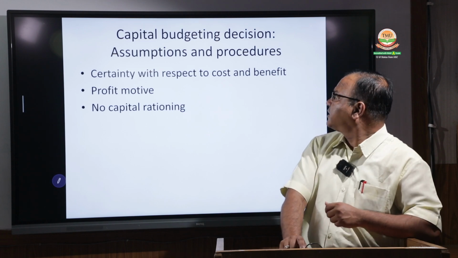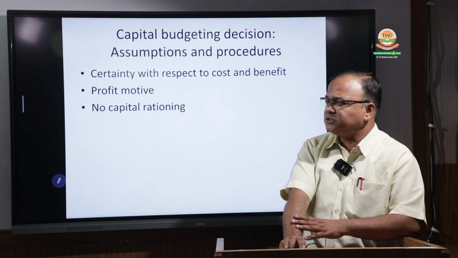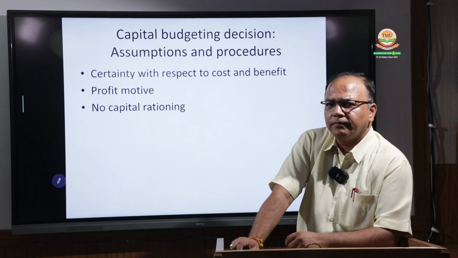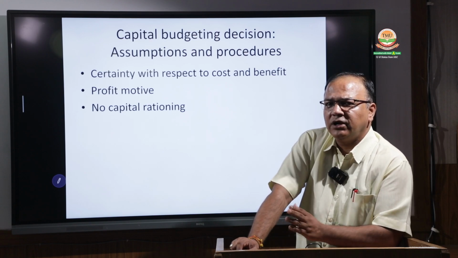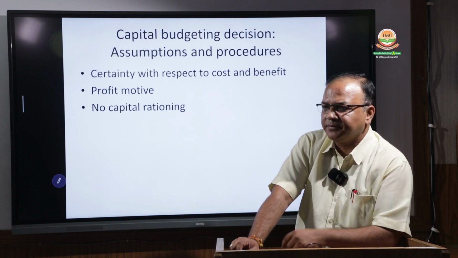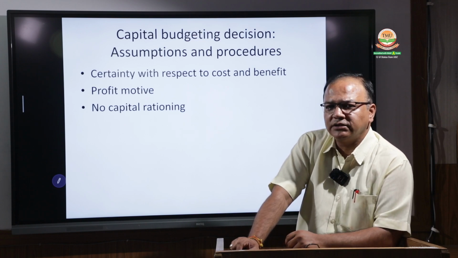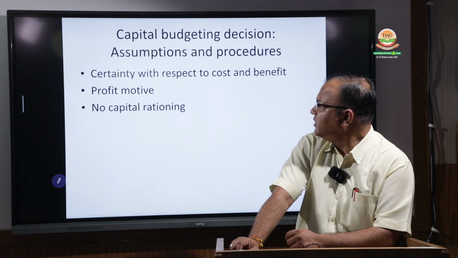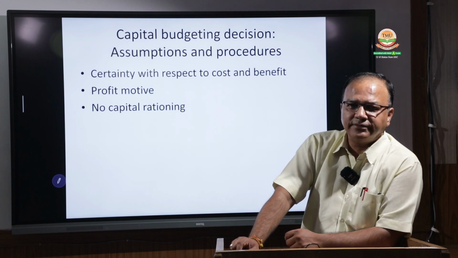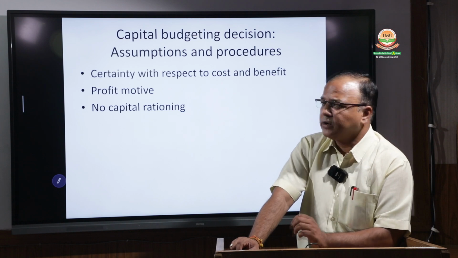After that, we have discussed capital budgeting decisions, assumptions and procedure. Now, this is a new slide for today's lecture. We have discussed a lot about the previous slides, but in today's lecture, we have to discuss this slide. What type of assumptions we have to take and when we have to take capital budgeting decision? Number one is certainty with respect to cost and profit. Assumption number two, profit motive. And assumption number three, no capital rationing.